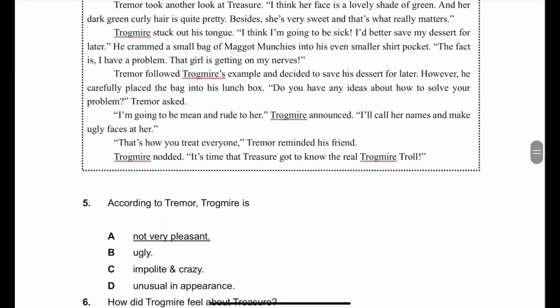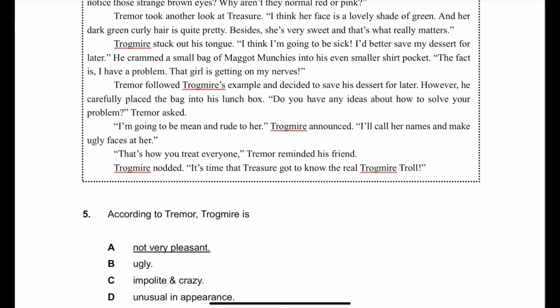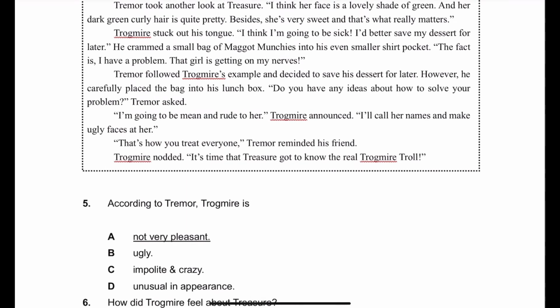Now, question 5, according to Tremor, Trugmar is A, B, C, or D. Now, Trugmar has a very negative attitude, so the answer would actually be A. Now, I'm sure some of you may think that B, C, and D are actually very similar to A, but I just want to clarify why they are not the answer.